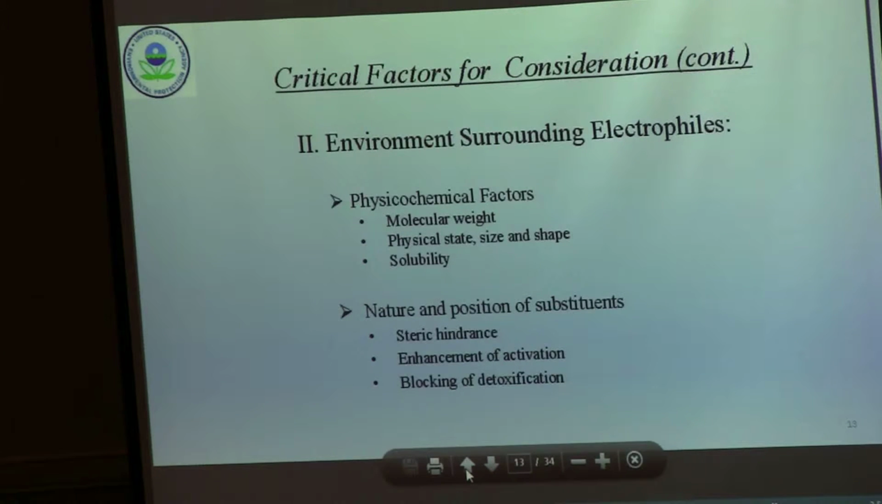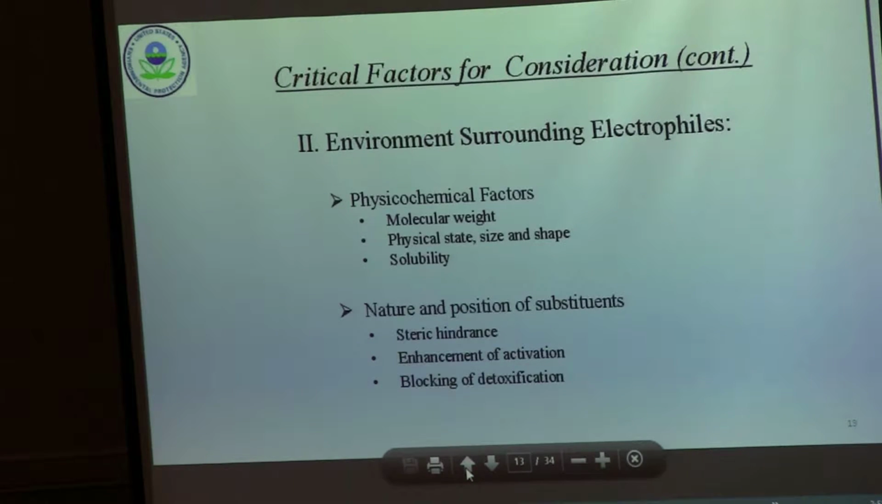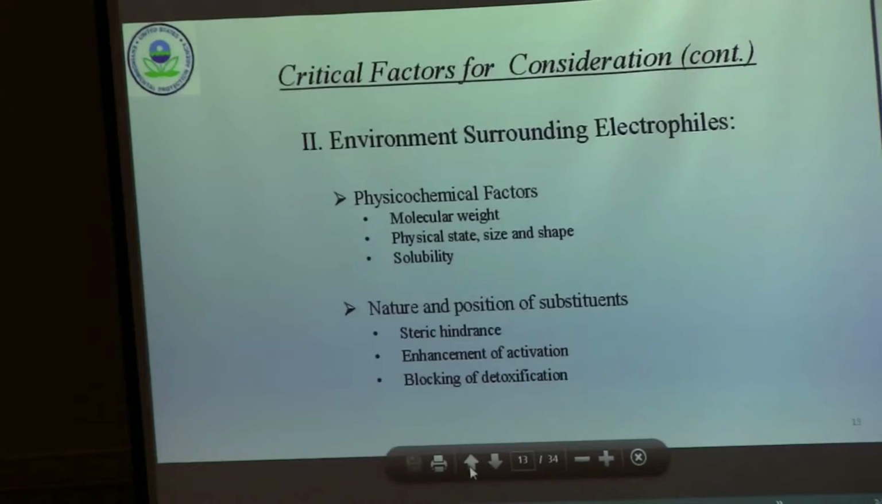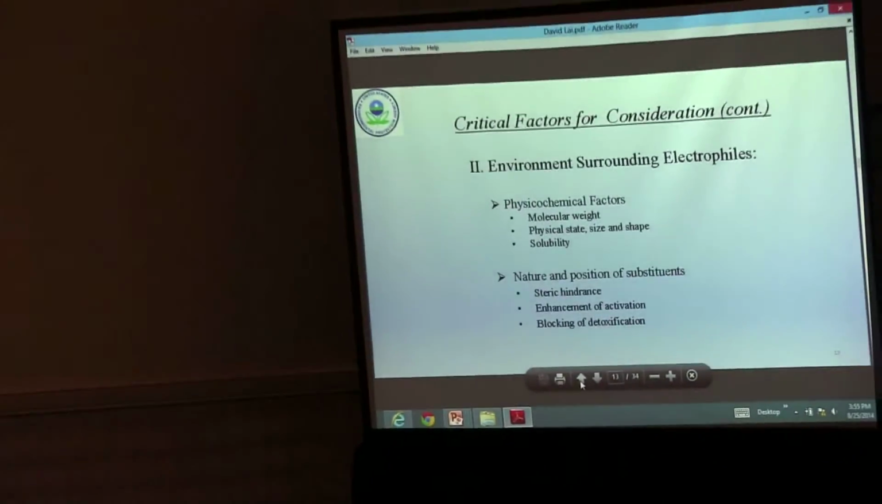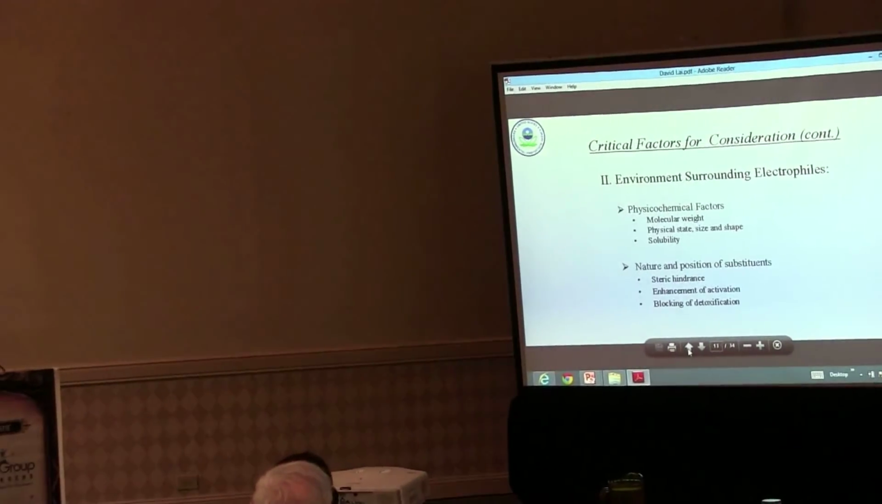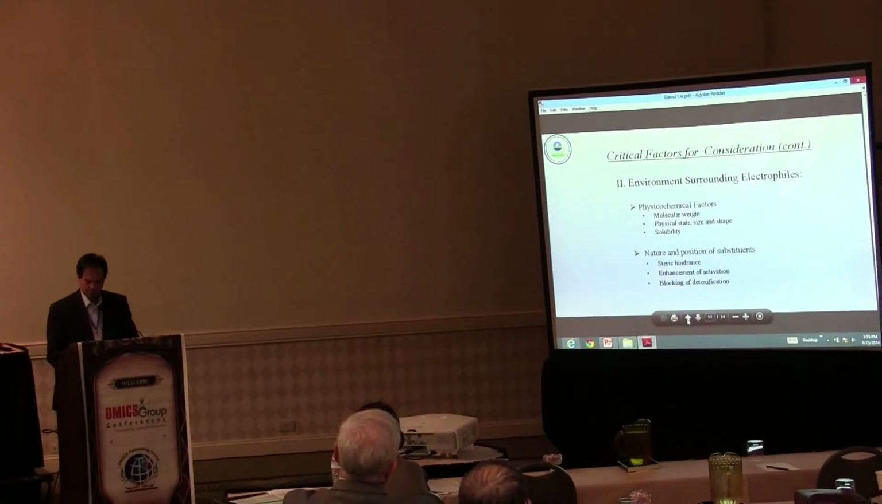Because the rest of the chemical can affect the physical-chemical properties of the molecule, like the molecular size and shape, which can also affect the absorption, activation, or detoxification of the chemical.